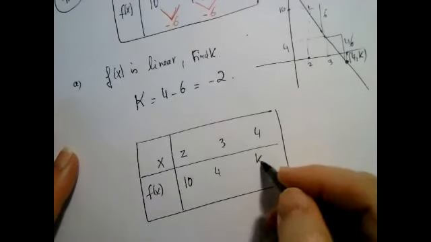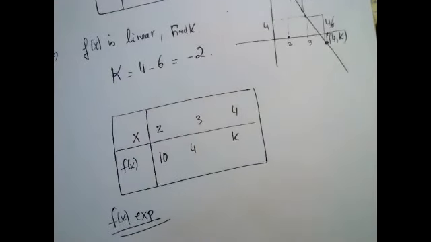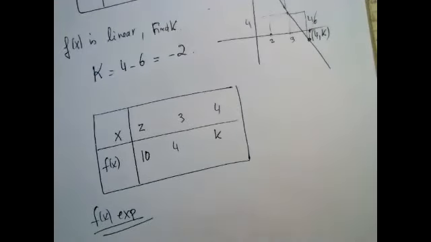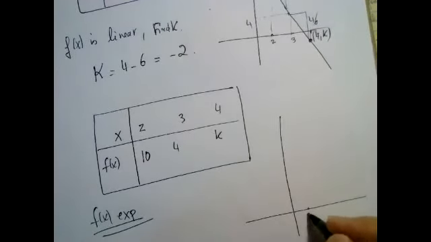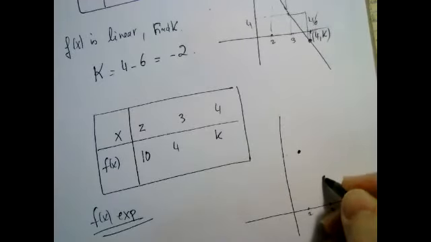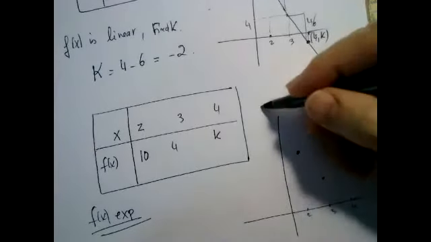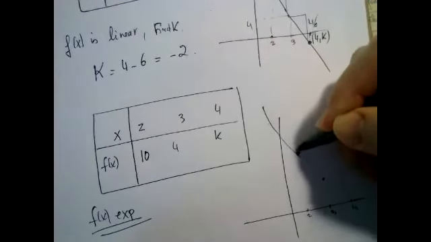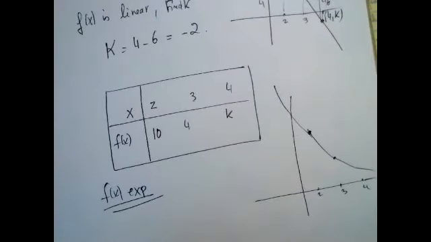Then 4 and k. But now f is exponential. And we have to find k just by trying to understand how things work. So my graph right now is like this. At 2, again, I am at 10. At 3, I am down here at 4. And at 4, I am somewhere that I really don't know. And this is an exponential function, so the graph is going to look somewhere like that. Okay. So the question is, find k.